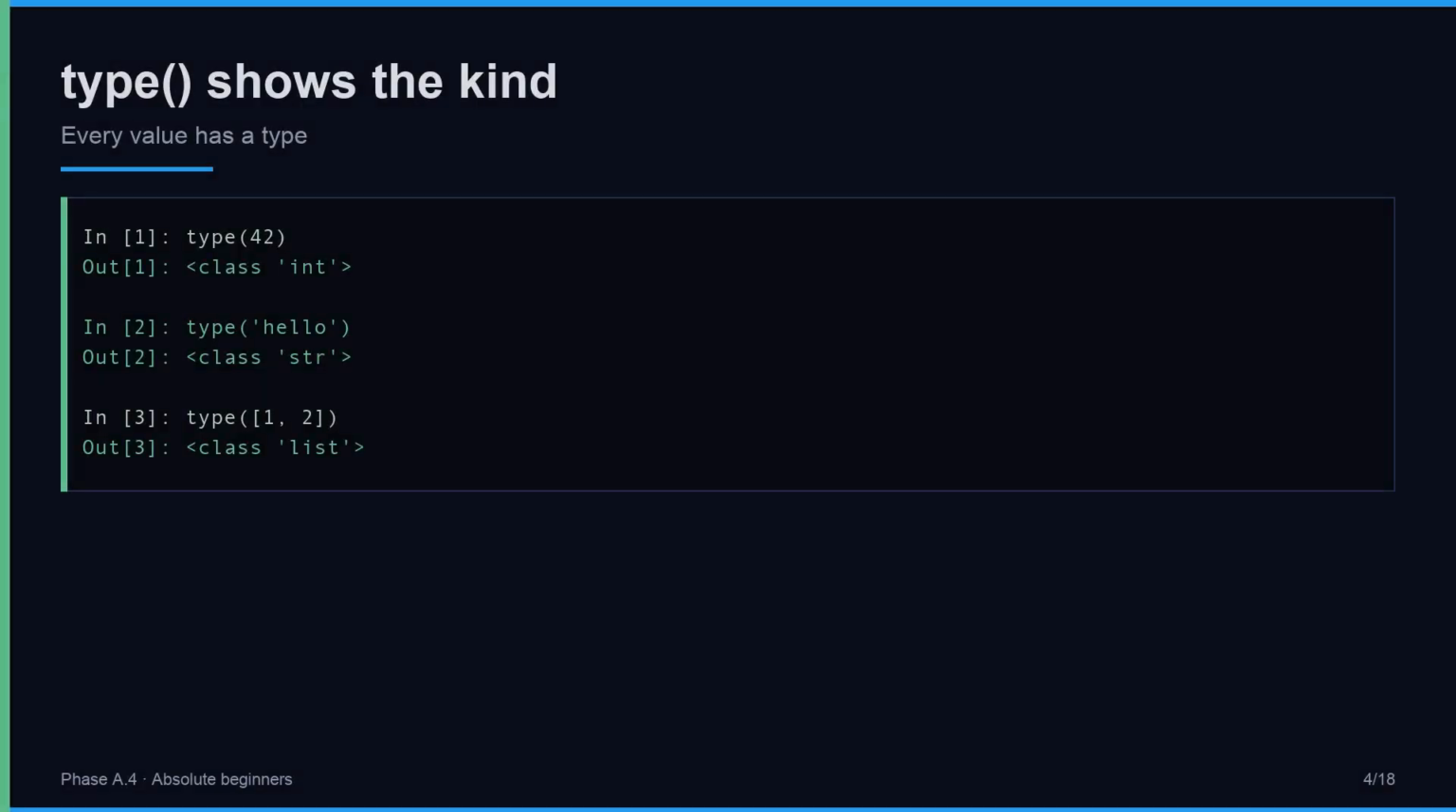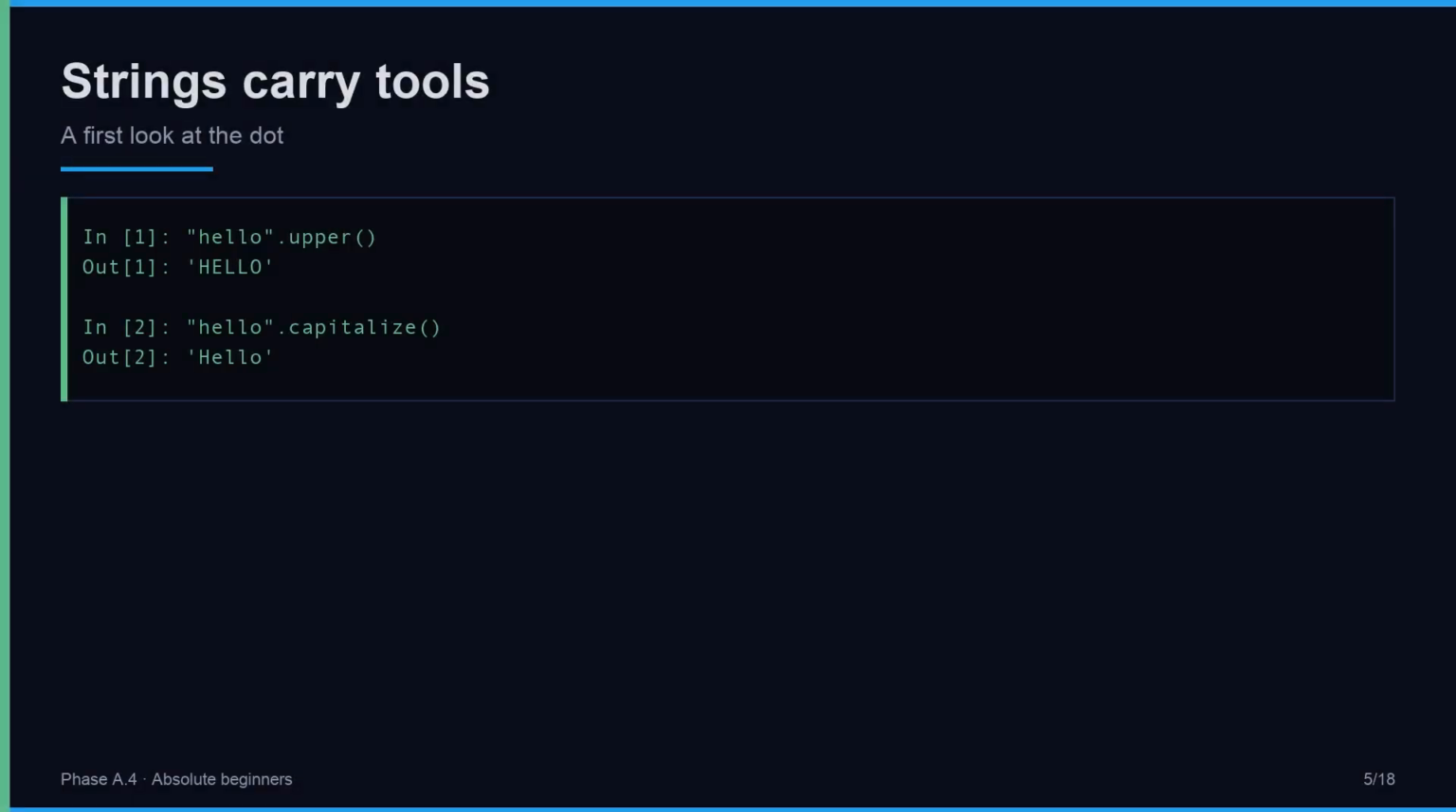Every object has a type. The type of 42 is int, a whole number. The type of "hello" is str, text. The type of a list is list. The type tells you what kind of object you have, and what tools are attached to it. You already know these types from earlier lessons. Now you know the word for what they are: objects, and their type tells you which tools they carry. Type tells the kind.